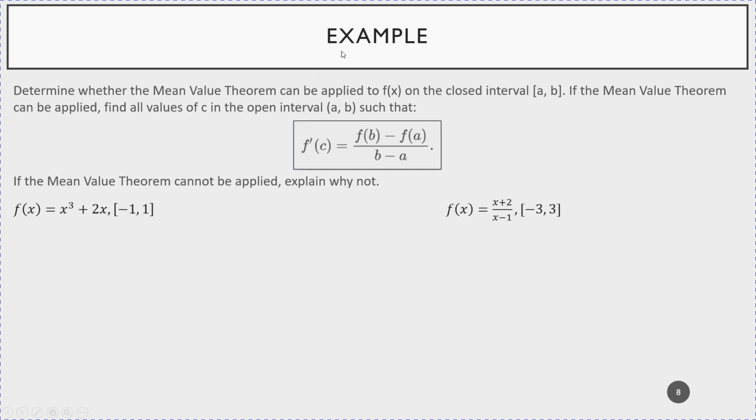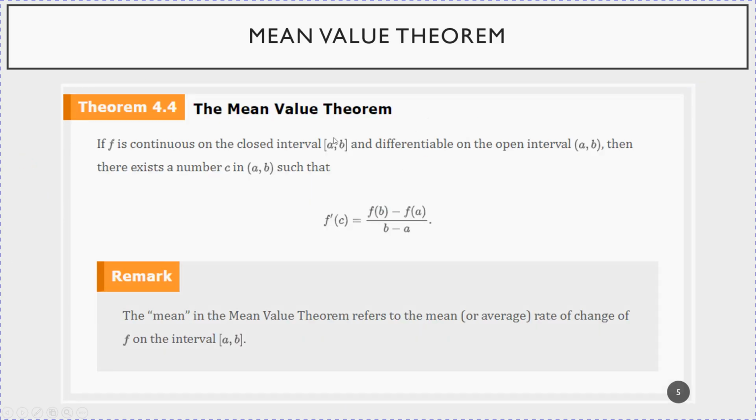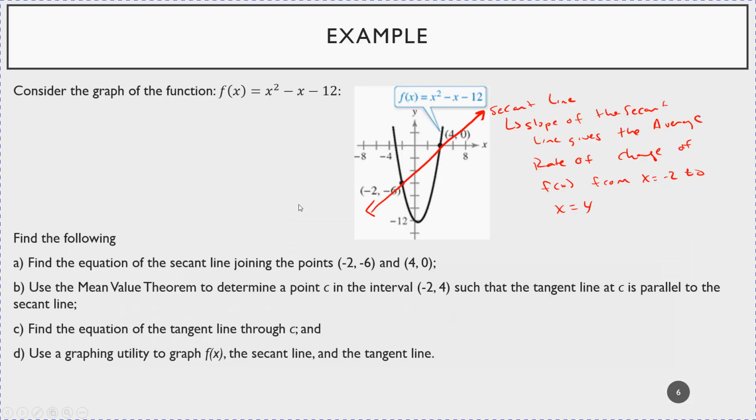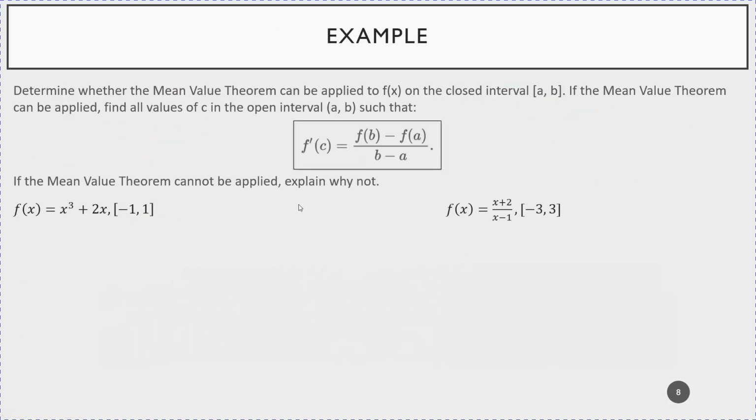So let's go back and look at the mean value theorem here. If f is continuous on the closed interval and differentiable on the open interval, then let's see if we can find a c such that the average rate of change is equal to the slope of the tangent line at that value c. So I want to see if the mean value theorem can be applied here.